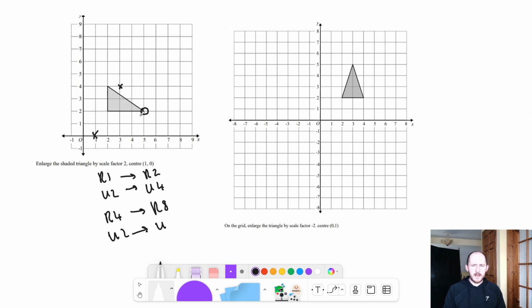And this should hopefully make sense, because I should be on the same level as this point, right? Because the shape doesn't rotate or anything. It just gets bigger. So we go 1, 2, 3, 4, 5, 6, 7, 8. 1, 2, 3, 4. Cool.